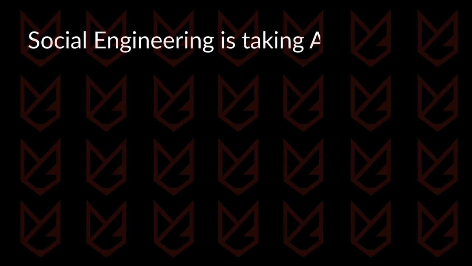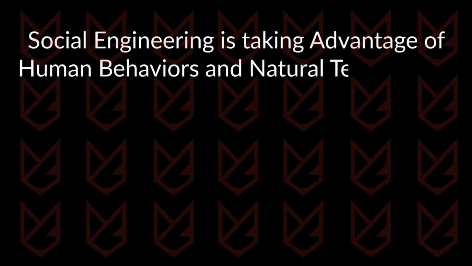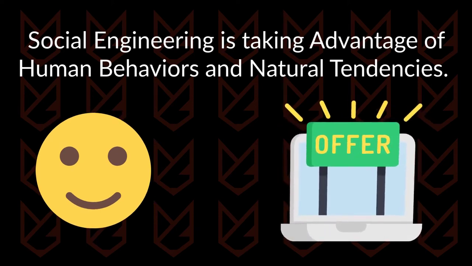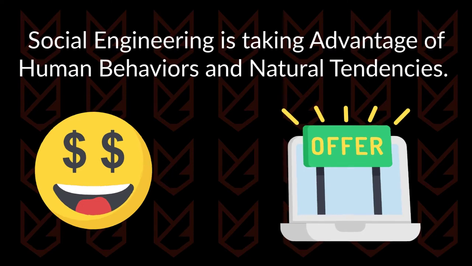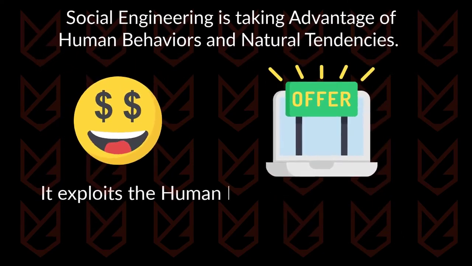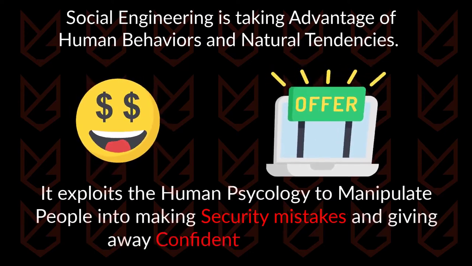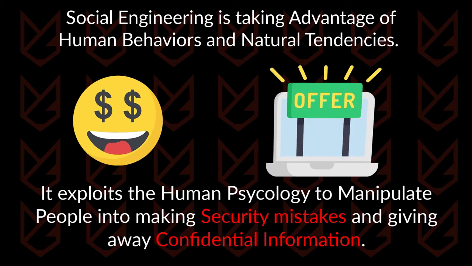Social engineering is taking advantage of human behaviors and natural tendencies. The attacks are conducted by analyzing how users will react if a fake offer or scenario is presented before them. It exploits human psychology to manipulate people into making security mistakes and giving away confidential information. The attacks are executed by proposing offers that are too good to be true.